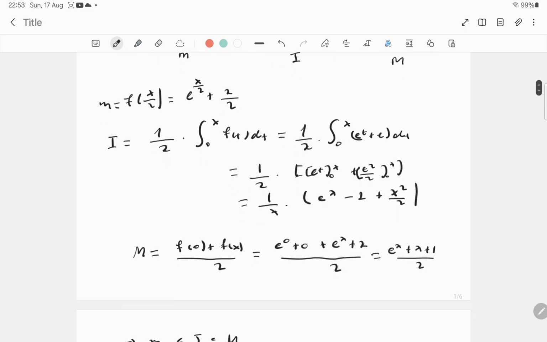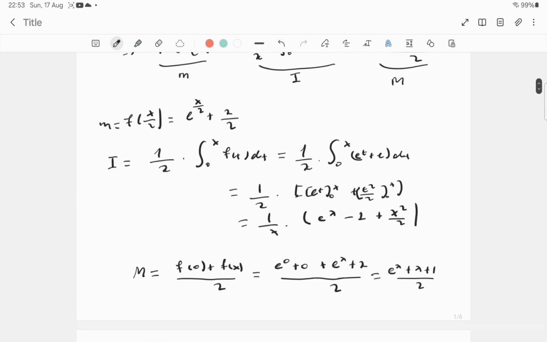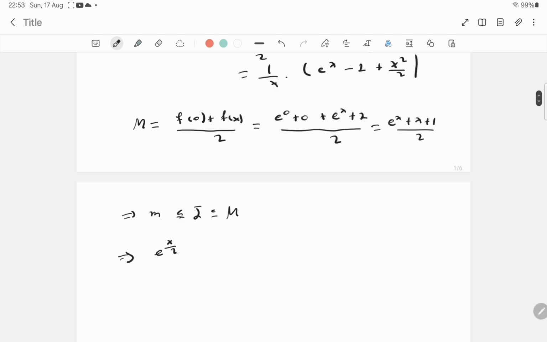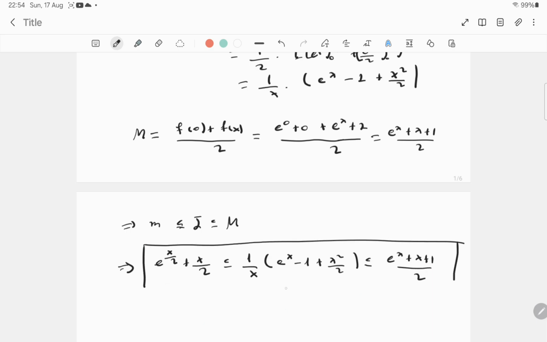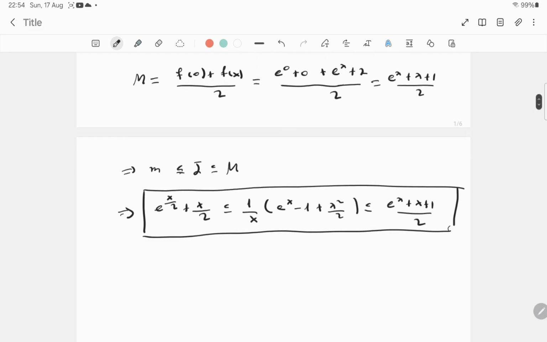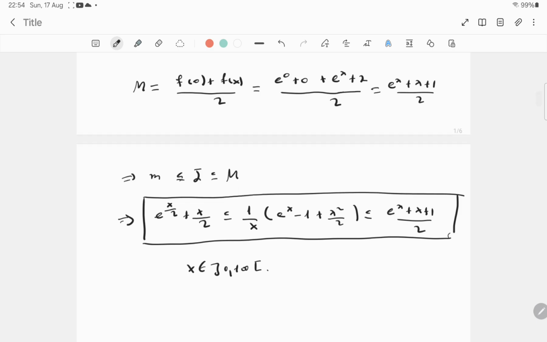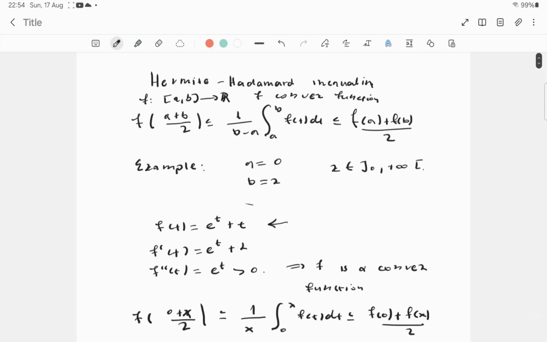So we have little m is e to the power of x over 2 plus x over 2, bounded by 1 over x times (e to the power of x minus 1 plus x squared over 2). And this is bounded by capital M, (e to the power of x plus 1) over 2. So I have proved this inequality for x greater than 0. So I have proved this inequality using the Hermite-Hadamard inequality.